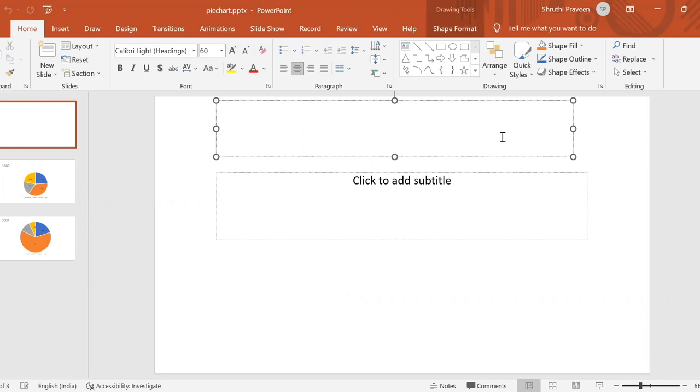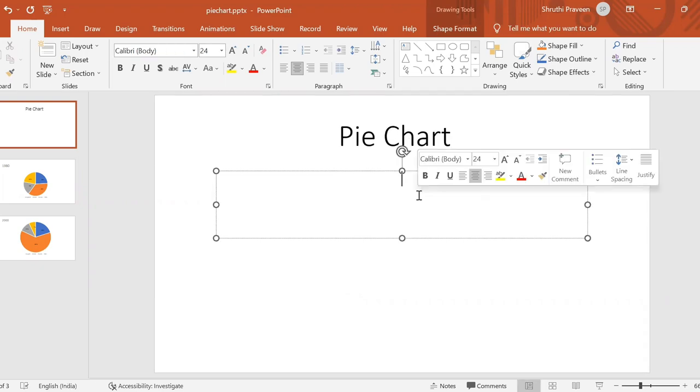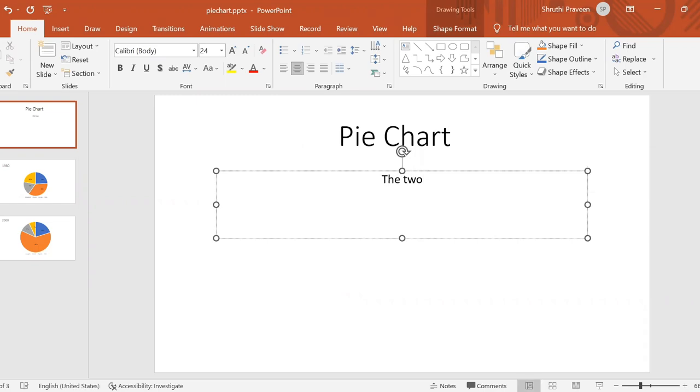IELTS writing task 1, time 20 minutes and word count 150 words. So the question is, the two pie charts show the sources of income of ANS Theatres and Heritage Trust.